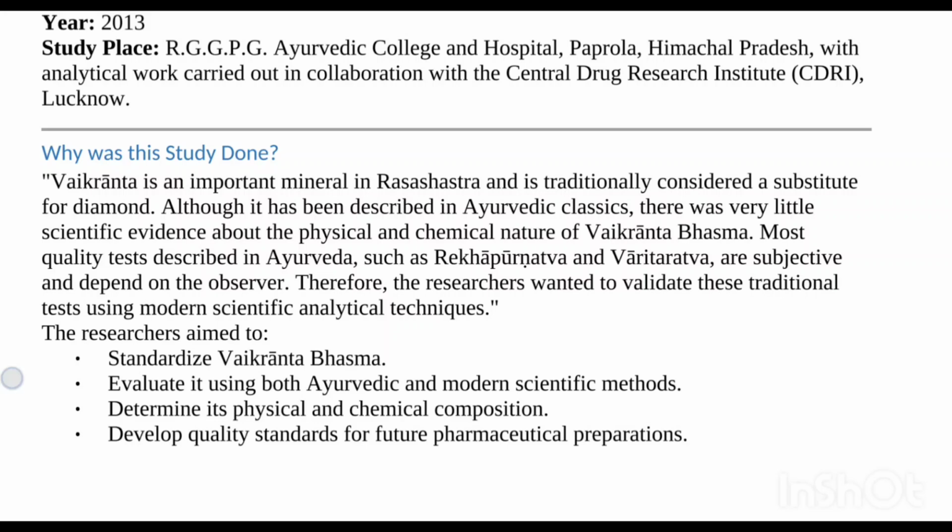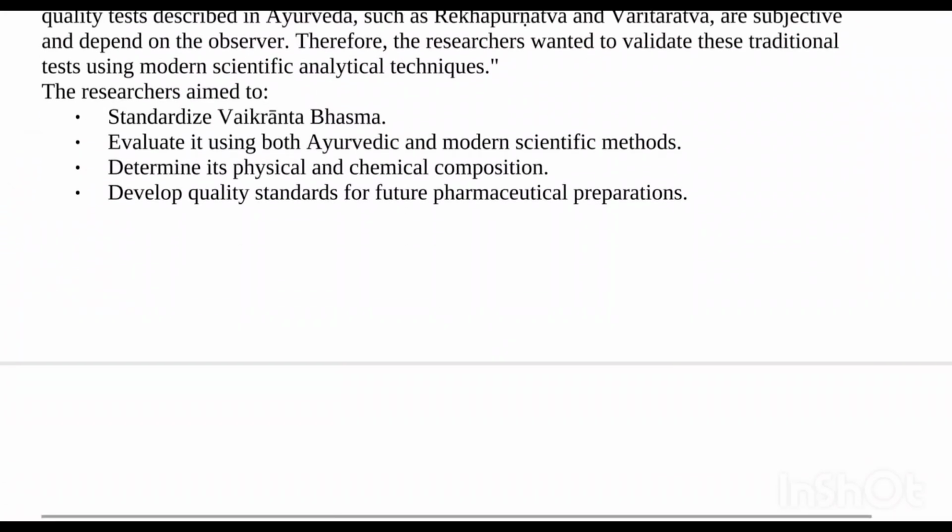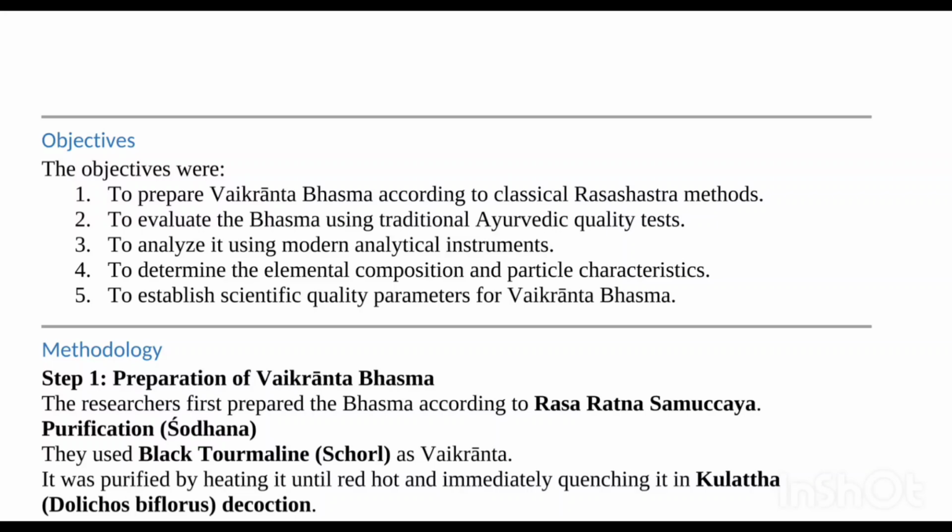So, the researcher aimed to standardize Vaikrant Bhasma, evaluate it using both Ayurvedic and modern scientific methods, determine its physical and chemical composition, and develop quality standards for future pharmaceutical preparation. Here are the objectives: to prepare Vaikrant Bhasma according to the classical Rasa Shastra method, to evaluate the Bhasma using traditional Ayurvedic quality tests, to analyze it using modern analytical instruments, to determine the elemental composition and particle characteristics, and to establish scientific quality parameters for Vaikrant Bhasma.